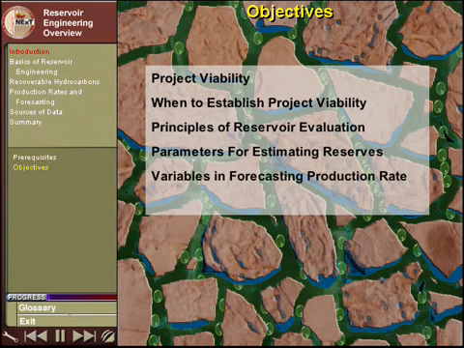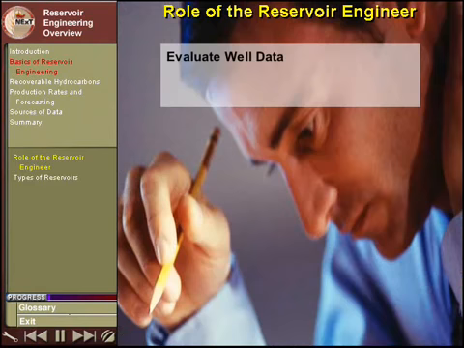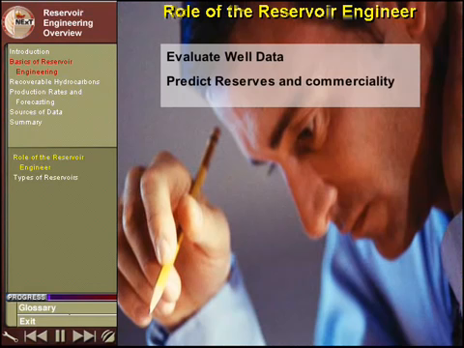Identify variables specifically associated with production rate forecasting, and how they are used in the basic radial flow equation. List various sources of data, and what information can be obtained from them, and how it can be used to determine field development viability.